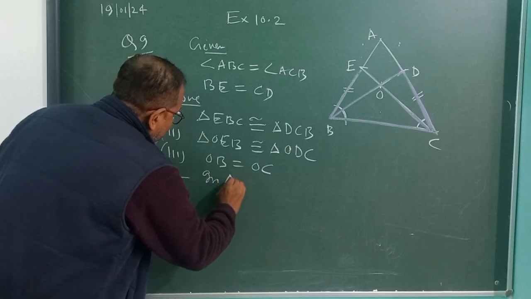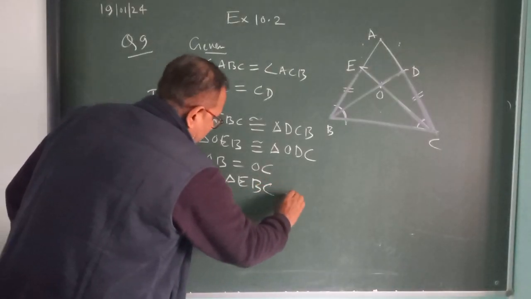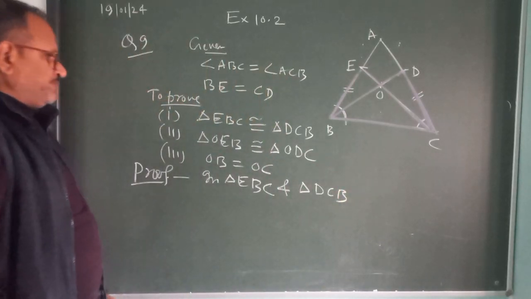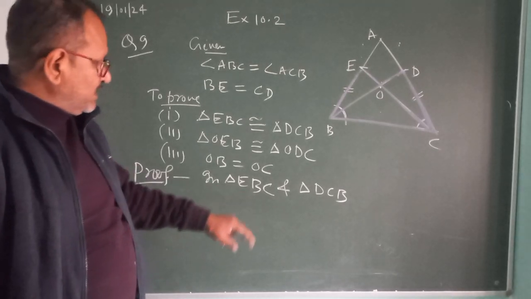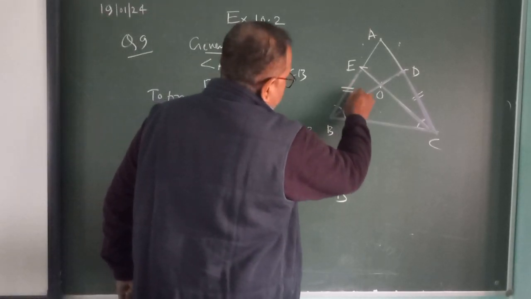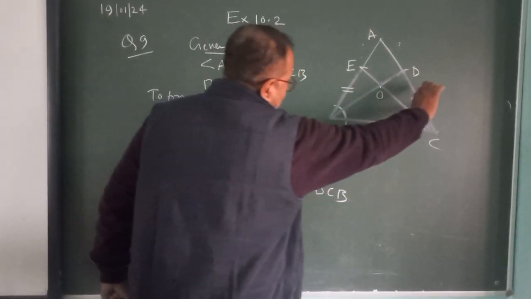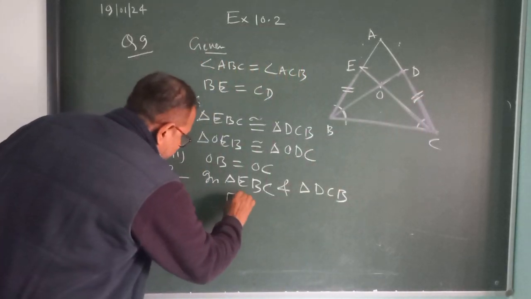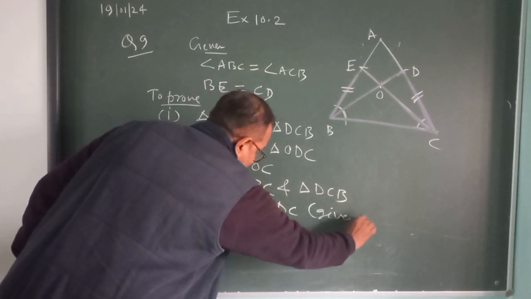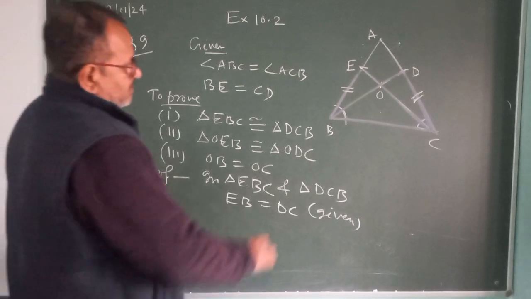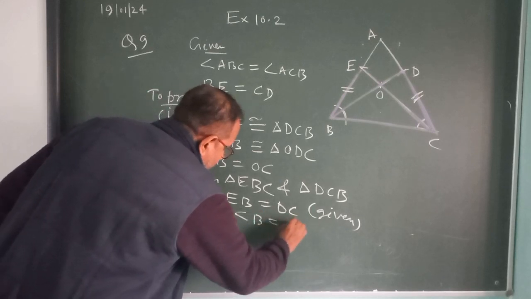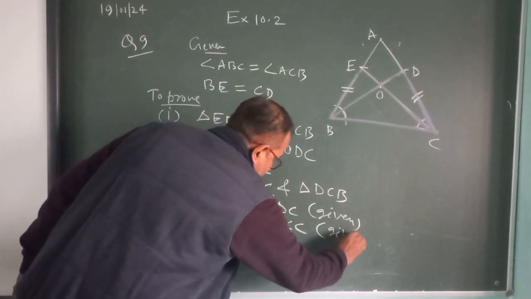In triangle EBC and triangle DCB, EB and DC are given equal. EB is equal to DC, given equal. Angle B is equal to angle C, it is also given.